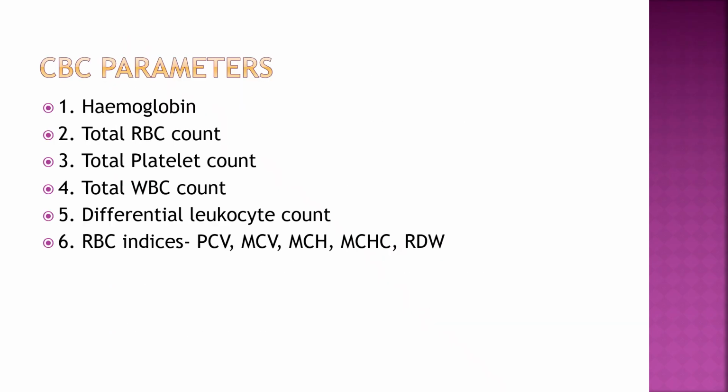So what are the CBC parameters? They are hemoglobin, total RBC count, total platelet count, total WBC count, then differential leukocyte counts. In that we can see agranulocytes like lymphocytes and monocytes, and granulocytes like neutrophil, eosinophil, and basophil. And RBC indices: PCV, MCV, MCH, MCHC, and RDW. All these parameters can be done manually, but because of the calculations it takes longer. Nowadays, with advanced automated cell counter systems, we can do all these parameters within a minute in one aspiration in the cell counter.